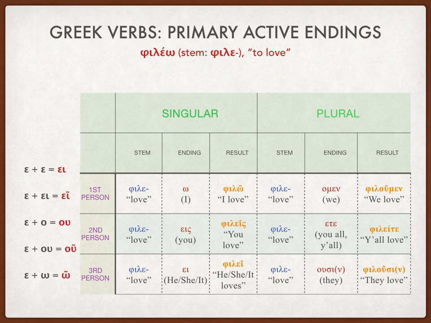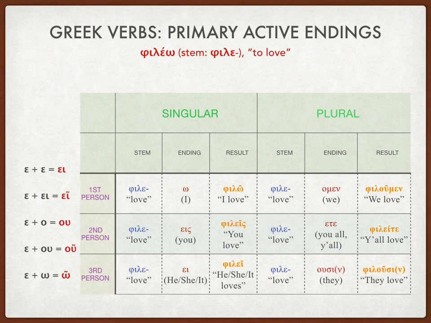So, first person singular, if I want to say I love, I already start with my stem phile, and I add the ending for I, o, and that just gives me philo, I love, because I have epsilon and omega giving me a long omega. Philo, I love. I don't say phileo, I say philo, they combine. When phile runs into eis, that's the second rule down on the left. Epsilon plus a gives me a longer phileis. Phileis, you love.